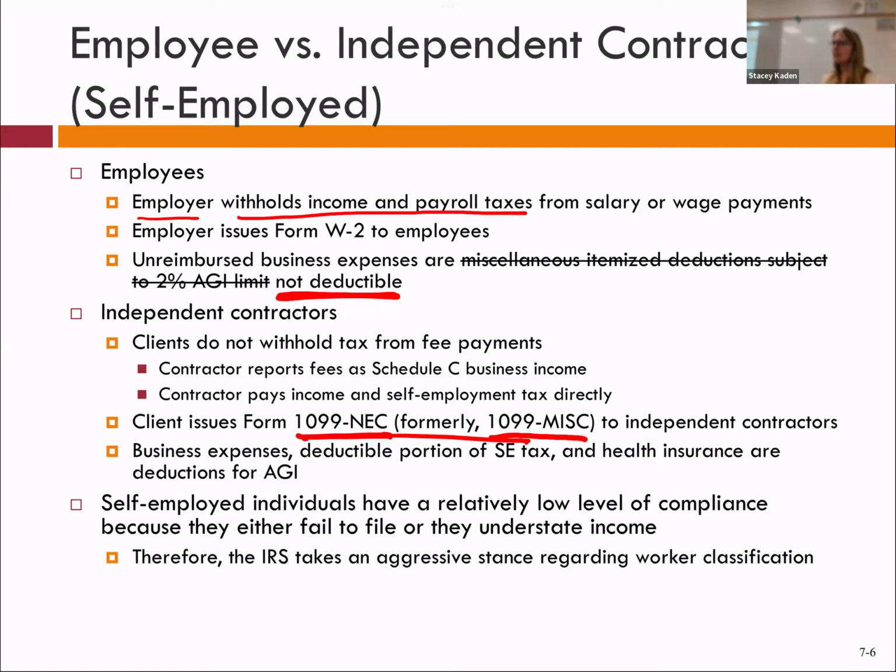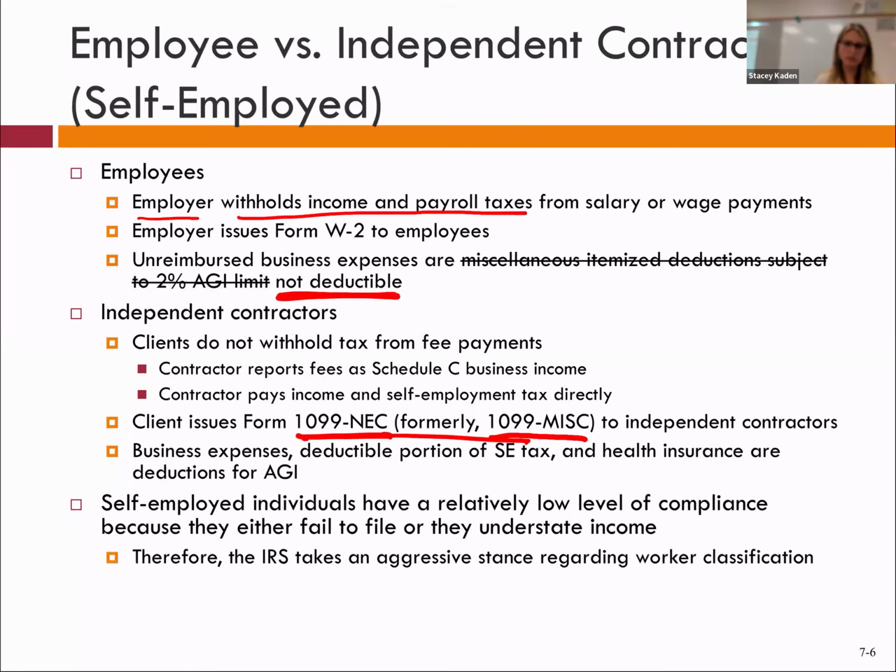All right, so because businesses want people to be independent contractors, and independent contractors often lie on their tax returns or don't file, the IRS is very aggressive with this, and there's a lot of audits in this area. If you have someone who is actually an employee, but you're choosing to treat them as an independent contractor, that can have huge ramifications. You have to pay all the taxes that you owe, plus penalties and interest for it.